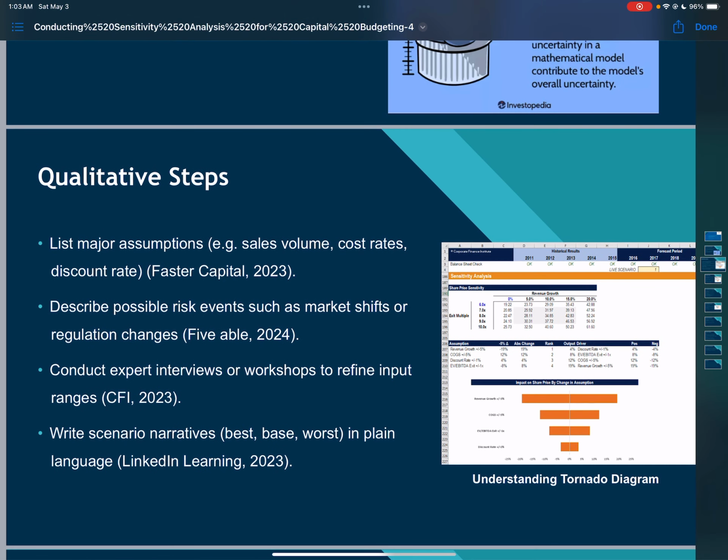Qualitative steps. The qualitative steps include listing out key assumptions, thinking about possible risk, getting advice from experts, and writing different scenarios like best case and worst case.